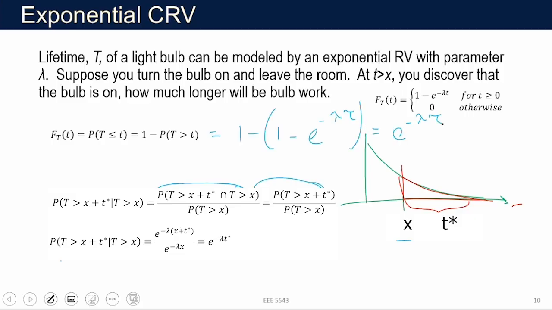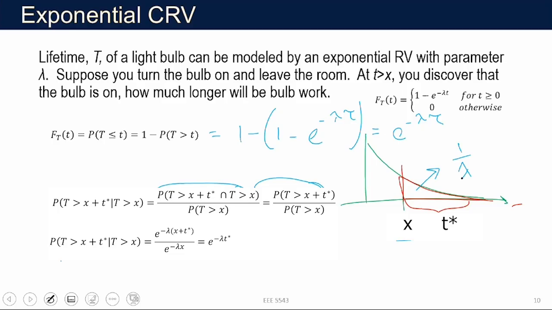And now we can plug this in and get the following equation. And then you can see that we can actually reduce this further and simplify and just get e to the negative lambda t star, for t star being greater than 0. And notice that this looks exactly like the complement of a cumulative distribution function of a geometric random variable. Therefore, we expect that the expected value of this remaining portion will still be 1 over lambda. So that is to say, what happened in the past, once again, does not influence the future distribution of our random variable.